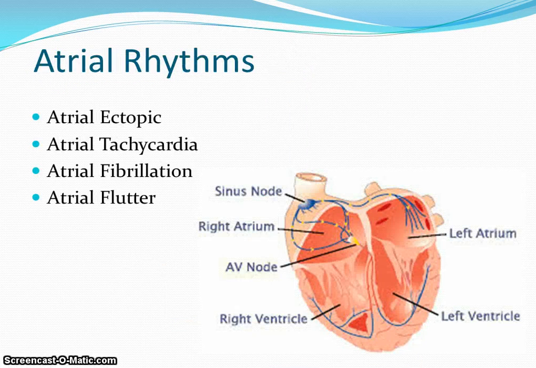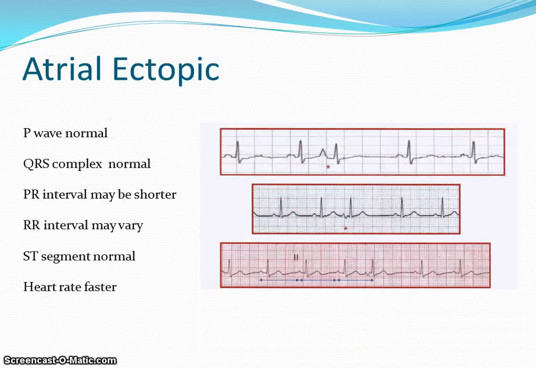There are 4 main atrial arrhythmias: atrial ectopic, atrial tachycardia, atrial fibrillation, and atrial flutter. Atrial ectopic consists of unusual morphology of the P wave and could interfere with the T wave. The PR interval may be shorter, RR interval may vary, and heart rate may generally be faster than the rest of the rhythm due to short RR intervals.